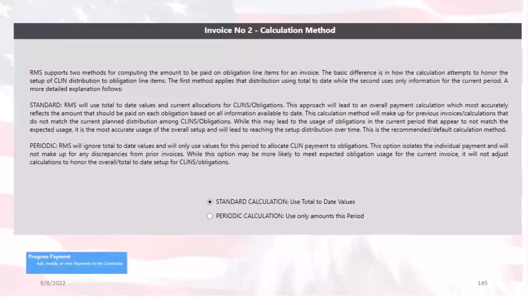When you click on that drop-down box where it said standard calculation before, it will open up this screen for you so you can get a better definition of the difference between a standard and a periodic calculation, so that you can decide which one works best for your contract.